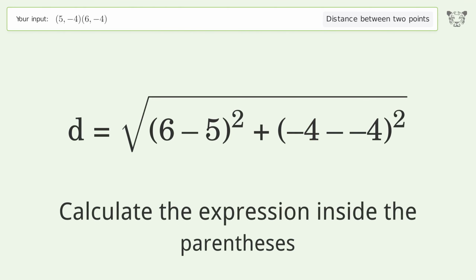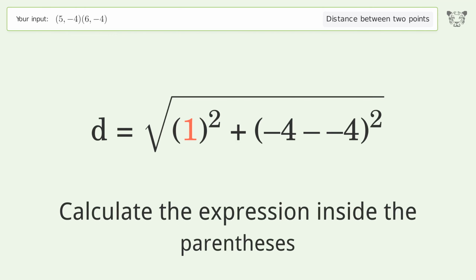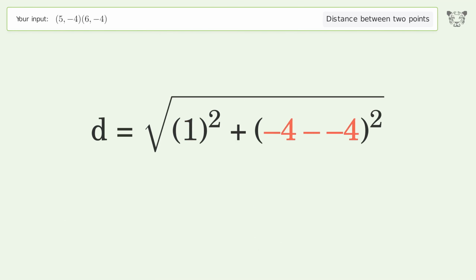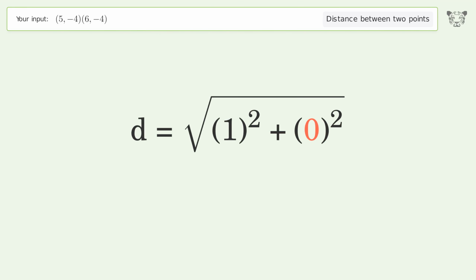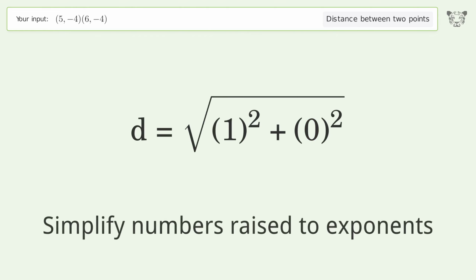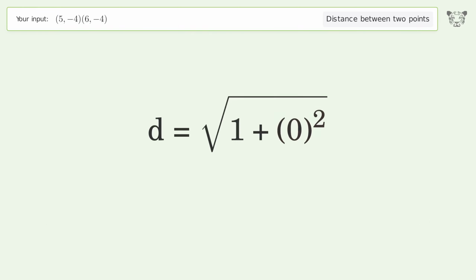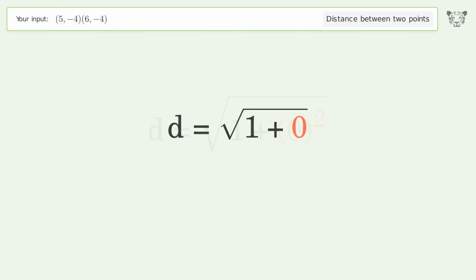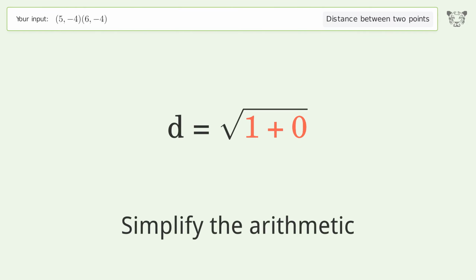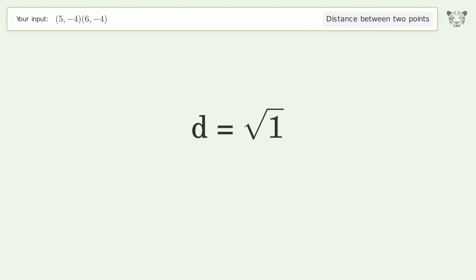Calculate the expression inside the parentheses. Simplify numbers raised to exponents. Simplify the arithmetic. And so the distance between the 2 points is the square root of 1, or 1.